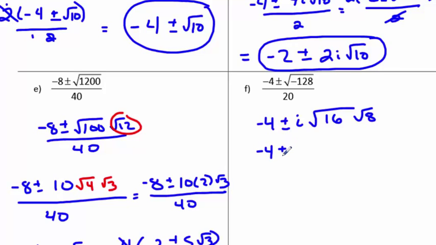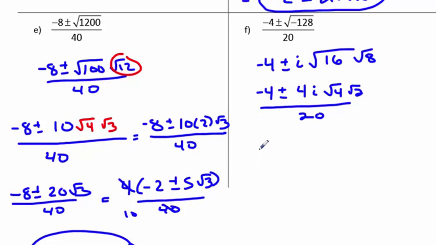So I can write this as negative 4 plus or minus 4i square root of 8. But I know I haven't actually managed to find the biggest perfect square, since square root of 8 can be written as square root of 4 times square root of 2. So let's try again on that one. That'll be negative 4 plus or minus 4i times 2 square root of 2 over 20.